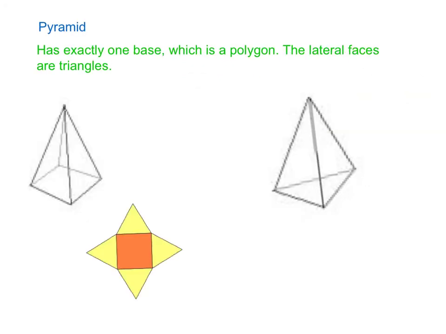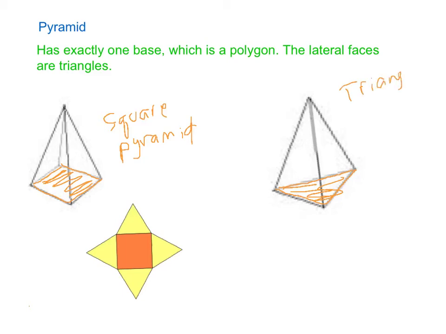Alright, so pyramids are next. They have exactly one base, which is a polygon, and the lateral faces are triangles. So looking here at this particular pyramid, here's the base. We name pyramids by the shape of their base. So that's going to be called a square pyramid. The base here is shaded in orange. The triangle one here, looking at the shape of the base, shading that in, that's going to be called a triangular pyramid, because again we name pyramids by the shape of their bases.